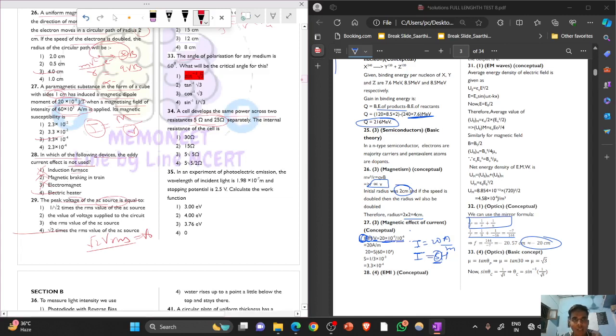It is the angle of polarization of any medium. What will be the critical angle? Okay, you have been given the polarization angle, that is Brewster's angle. Tan theta b is equal to mu. From here, theta b is given. You calculate that, it is root 3, and sine of the critical angle is equal to 1 by root 3. So your answer will be sine inverse 1 by root 3. That option number 4 will be the correct answer. Now moving ahead.